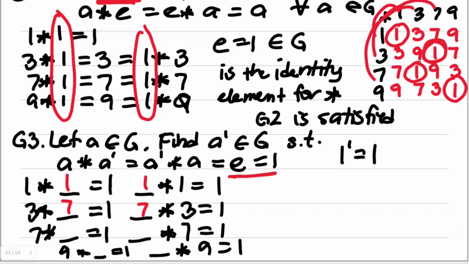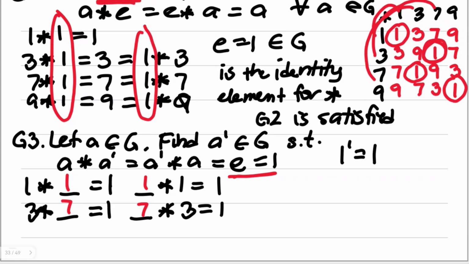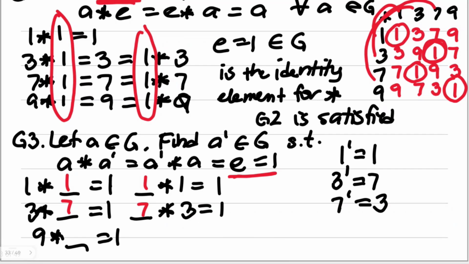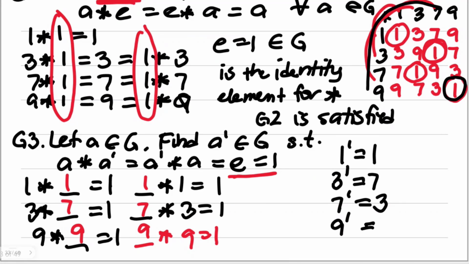That would mean you don't need to write the remaining item here because this is just duplication. So let me rewrite this to make it better. So the inverse of 3 is 7, and the inverse of 7 is also 3. As you can see, we have different inverses. As for 9, star something would be equal to 1. It's here. So 9 star 9 is equal to 1. So basically, when 9 is operated to 9, that's equal to 1. So the inverse of 9 is itself.